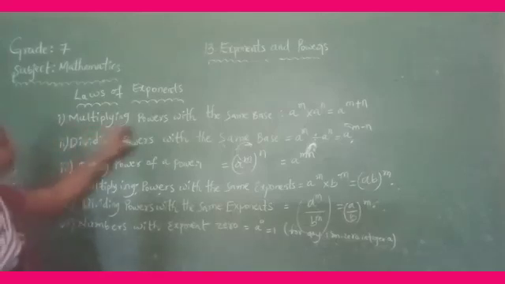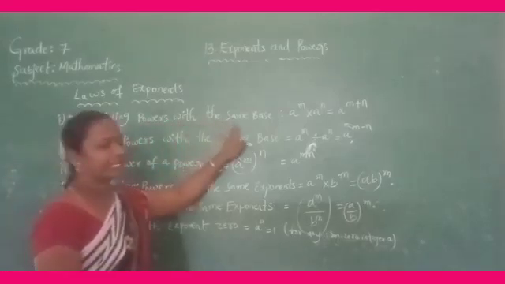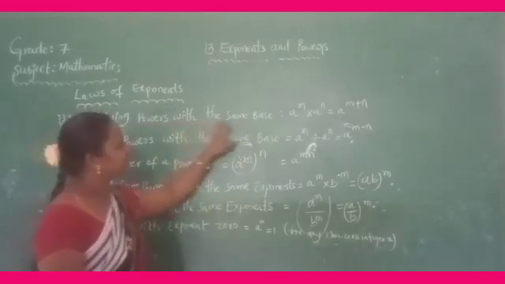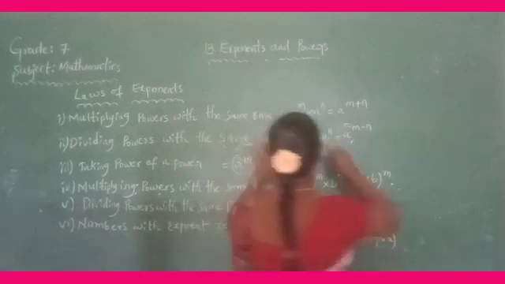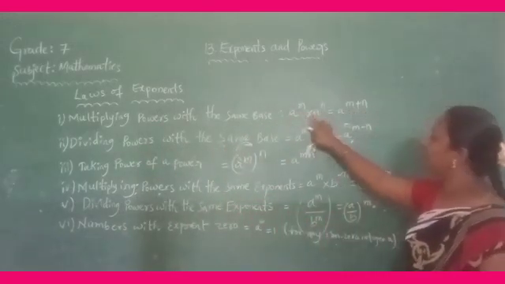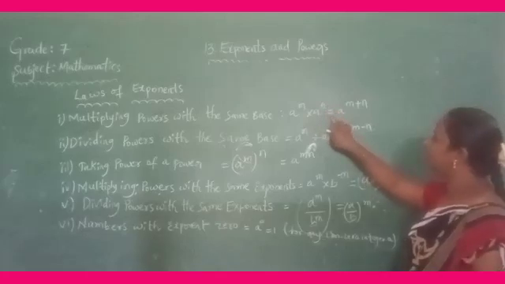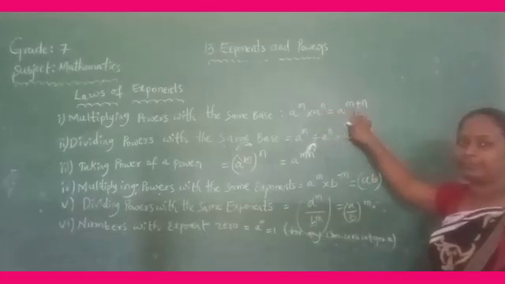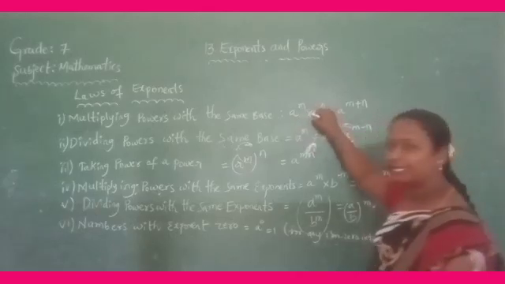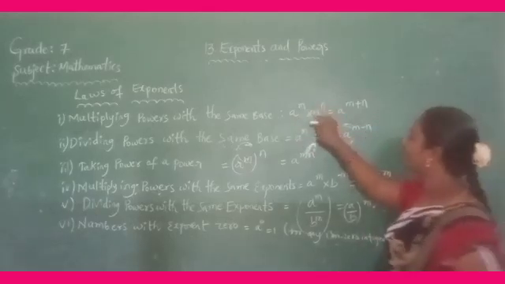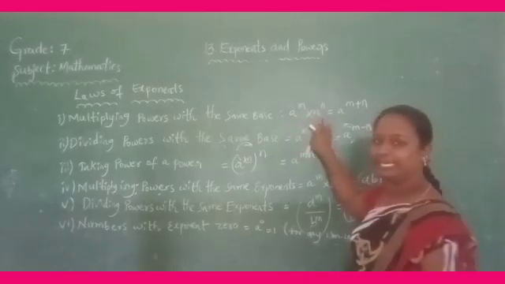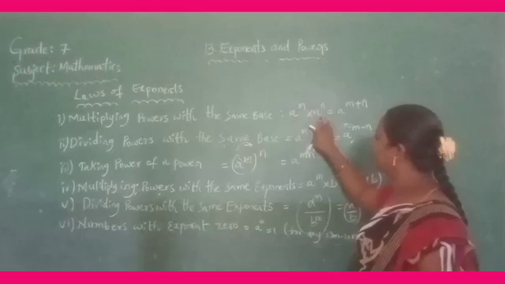Multiplying powers with the same base. Here a to the power of m into a to the power of n is equal to a to the power of m plus n. Here the product is nothing but multiplication. This symbol is for multiplication. Here the bases are a and a. These are the bases.